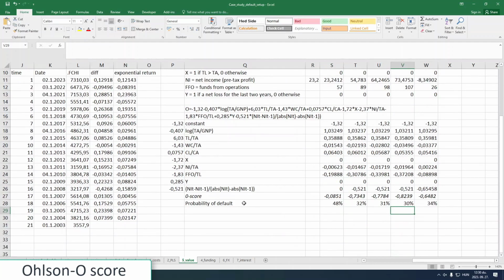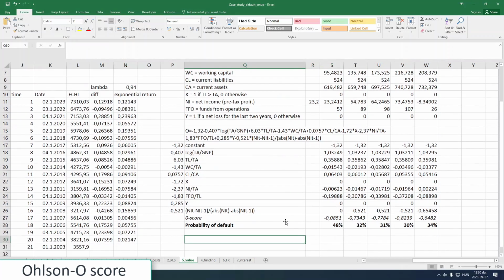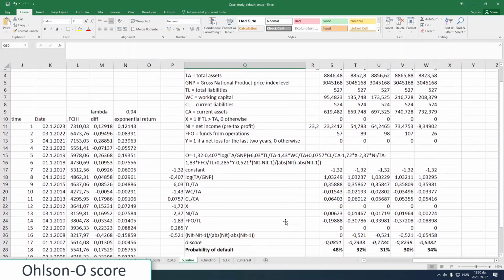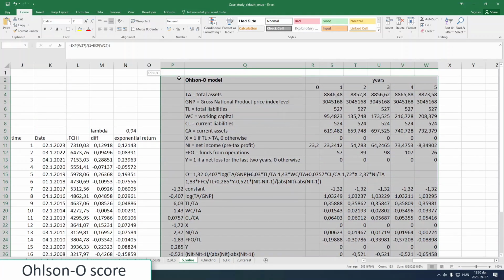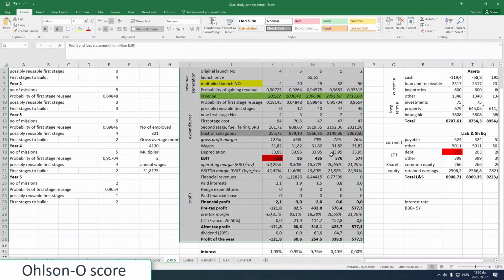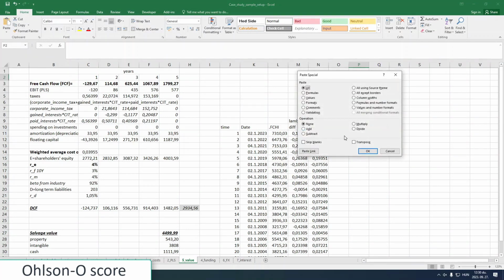Okay, so we can see that the probability of default will be this, and this is the default company, without any modification. So now, hopefully, it goes to P2. We can copy everything, or at least the functions, to P2, at the same location of the origin, and paste special, formulas.